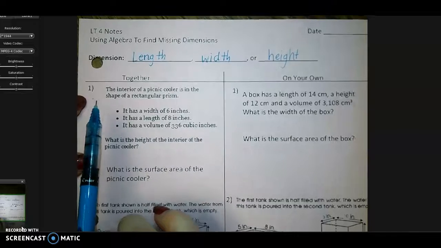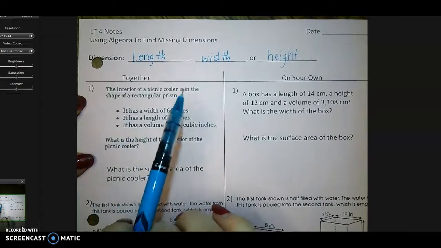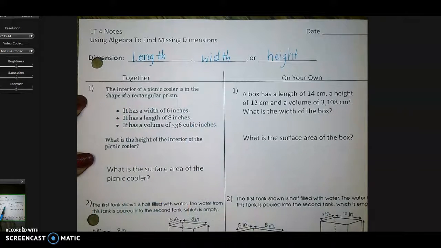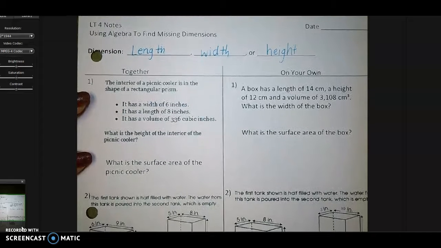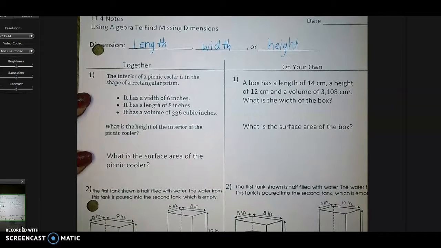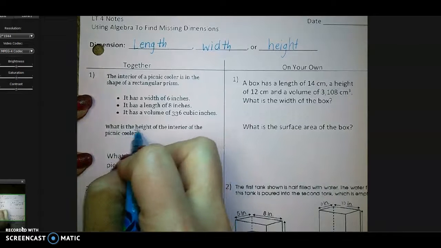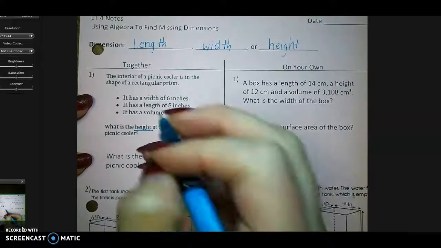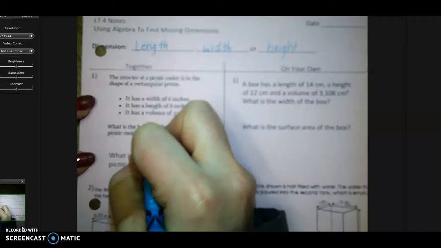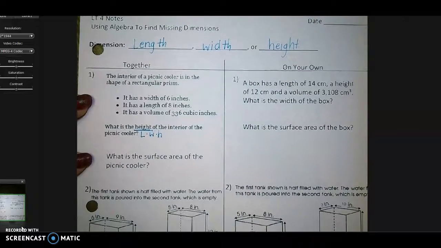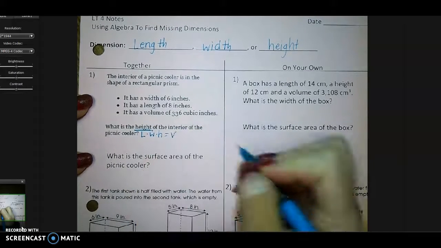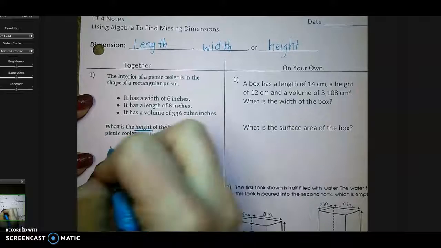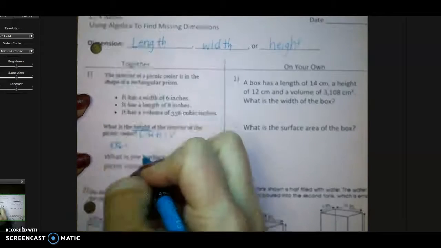So, for instance, we have the interior of a picnic cooler that is in the shape of a rectangular prism. So think of a big cooler. And it has a width of 6 inches, a length of 8 inches, and a volume of 336 cubic inches. And it says, what is the height? Well, for a rectangular prism, to find the volume, we would do length times width times height. And that would give us the volume. So they're telling us that the volume is 336.